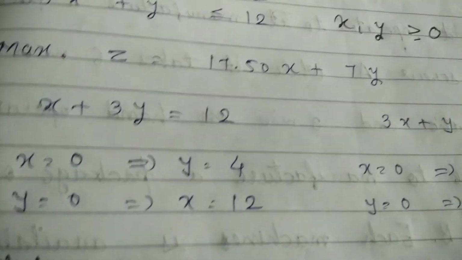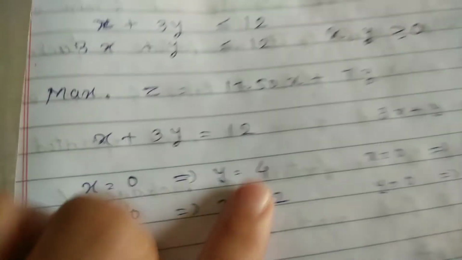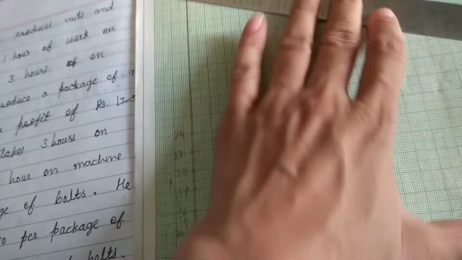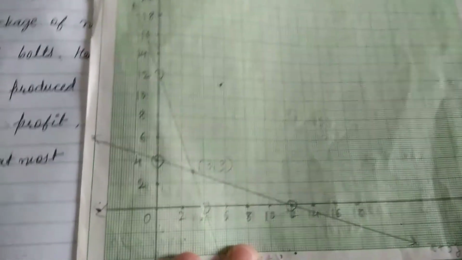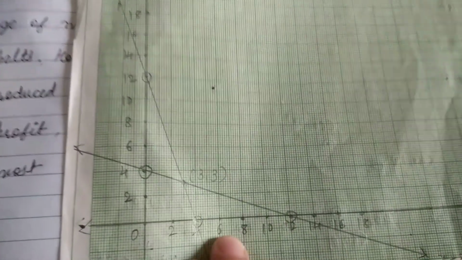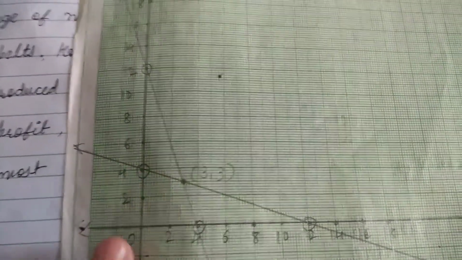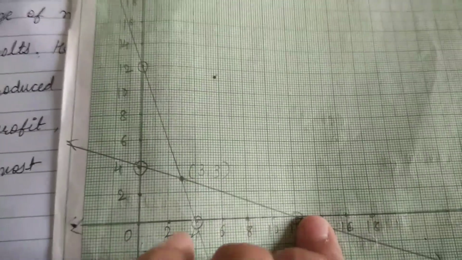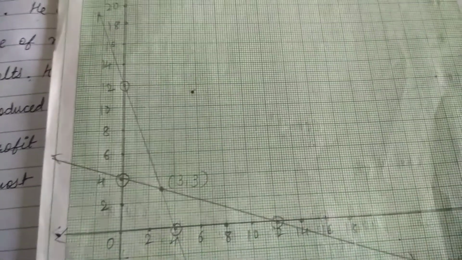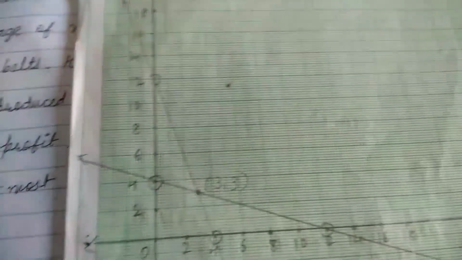Now the next work is that we have to plot this on the graph. Now students, you can see 4, 12, 4, 12. So we have to go up to 12, so we will take a difference of 2 on our graph. So this is the graph we have: 0, 2, 4, 6, 8, and so on. First, x is equal to 0, y is equal to 4. Second, y is equal to 0, x is equal to 12. So this is one line we have, and as our solution is the lower region, this is the lower region we have.